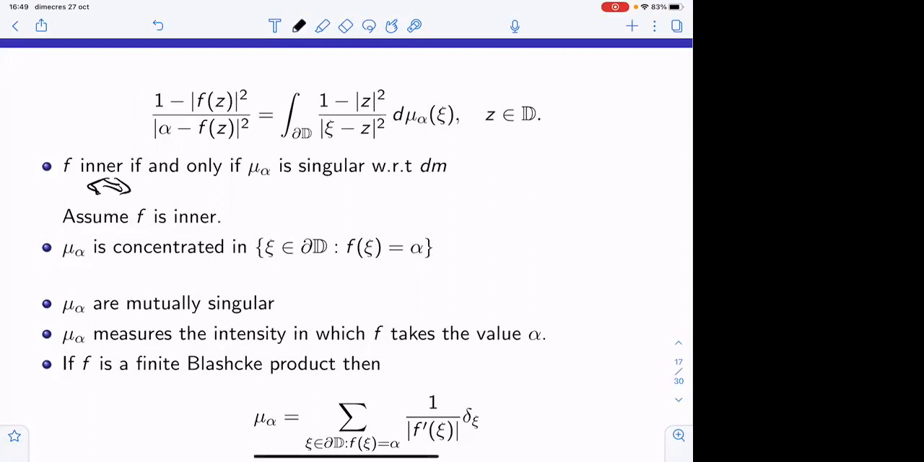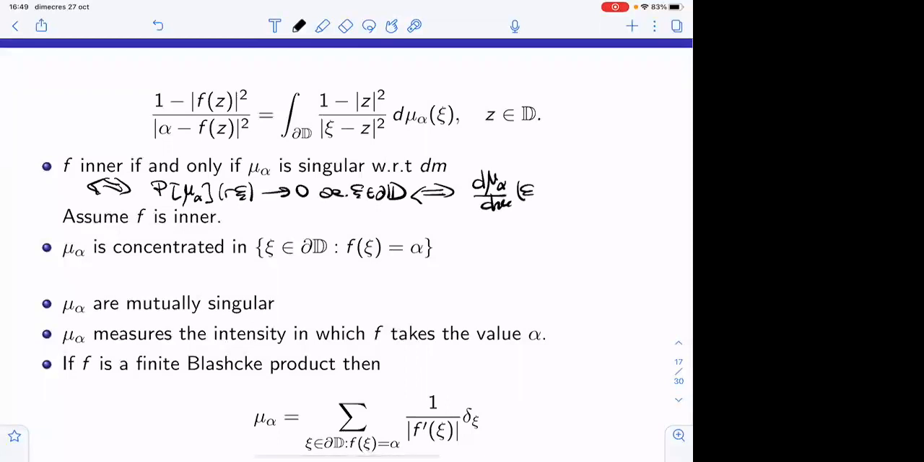This is, of course, the Poisson integral. So f is inner if and only if the Poisson integral of mu alpha tends to 0 at almost every point in the circle. But of course, we know that the Poisson integral tends to the derivative of the measure with respect to Lebesgue measure, at least at almost every point. So this should be equal to 0 at almost every point in the circle. So this means that the function is inner if and only if mu alpha is singular with respect to Lebesgue measure. So inner functions are precisely the ones whose Alexandrov-Clark measures are singular.